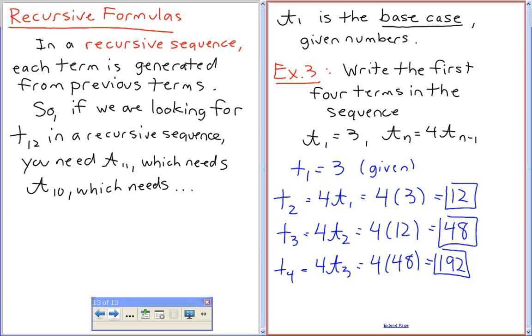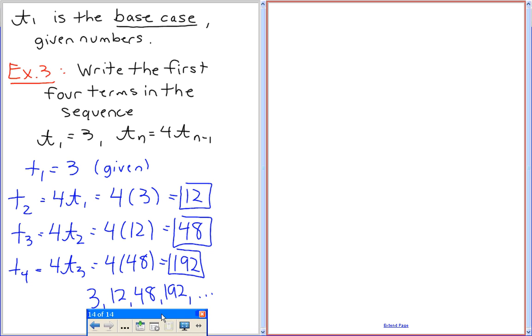So the sequence is 3, 12, 48, 192. That is an exponential sequence, and we'll get to talk about that a little bit more later. I'm going to hit pause here in a sec. I want you guys to try the next one for me. Since people are saying this is way too easy, let's make it harder. Write the first 4 terms in the sequence.